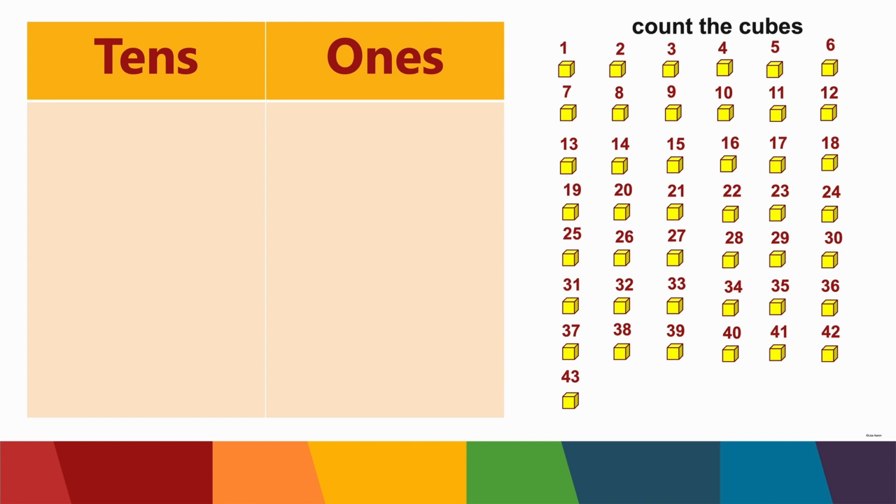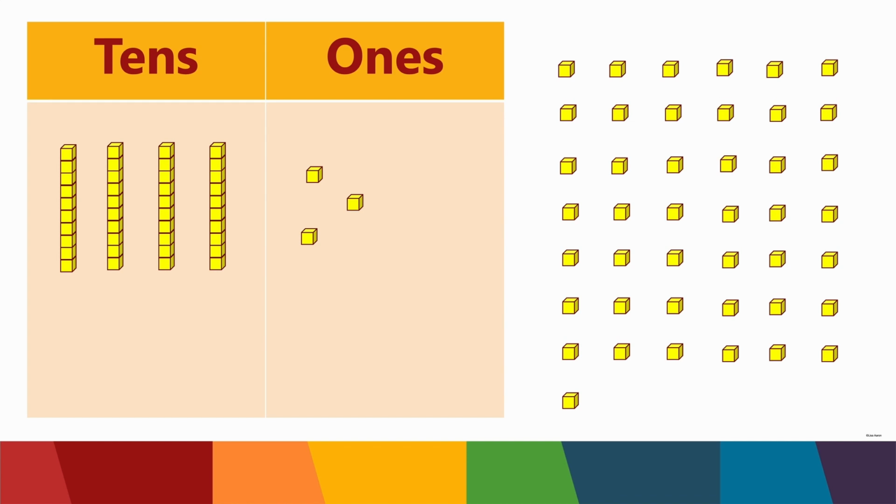Now, knowing what I just told you last time, we can look at the 43 and we can see the 4 is in the tens column and the 3 is in the ones column. So there should be 4 units of 10 and 3 left over in the ones. It should look like this. 43.